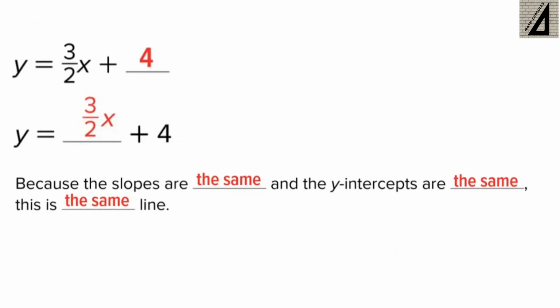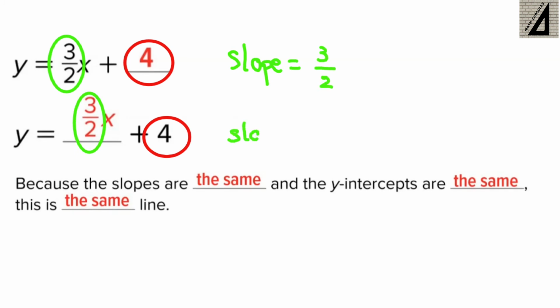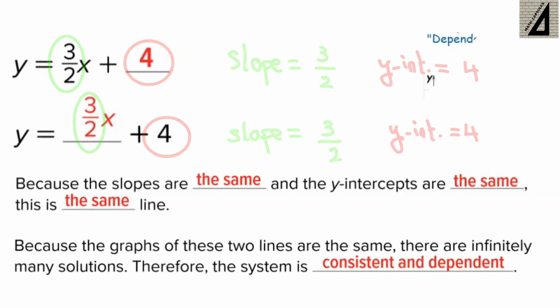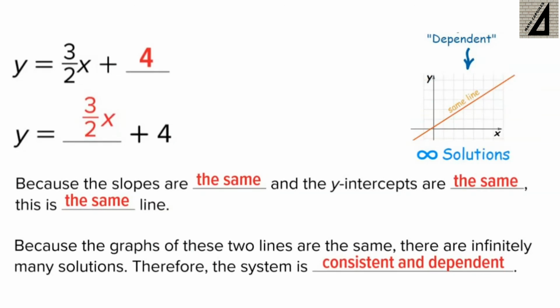As we can see here, the slopes are the same and the y-intercepts are also the same. This means that both lines are the same line. So we have an infinite number of solutions, and this means that it is a consistent and dependent system of equations.